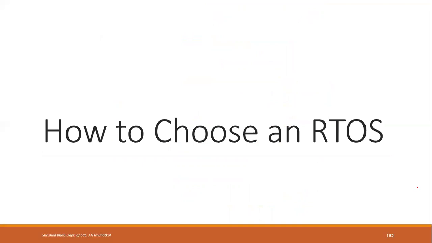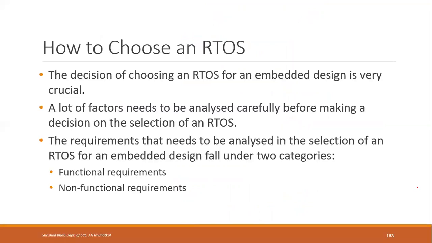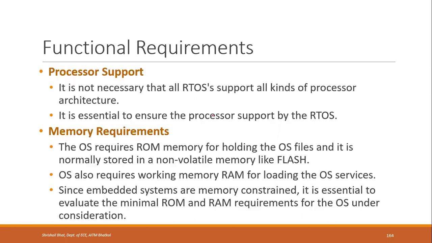So what are the requirements you need to consider while choosing an RTOS? The decision of choosing an RTOS for an embedded design is very crucial. There are a lot of factors which need to be analyzed carefully before making that decision. These requirements fall under two categories. One is called the functional requirements. The other one is non-functional requirements. So what are the functional requirements? There are some 7 to 8 requirements that are mentioned.